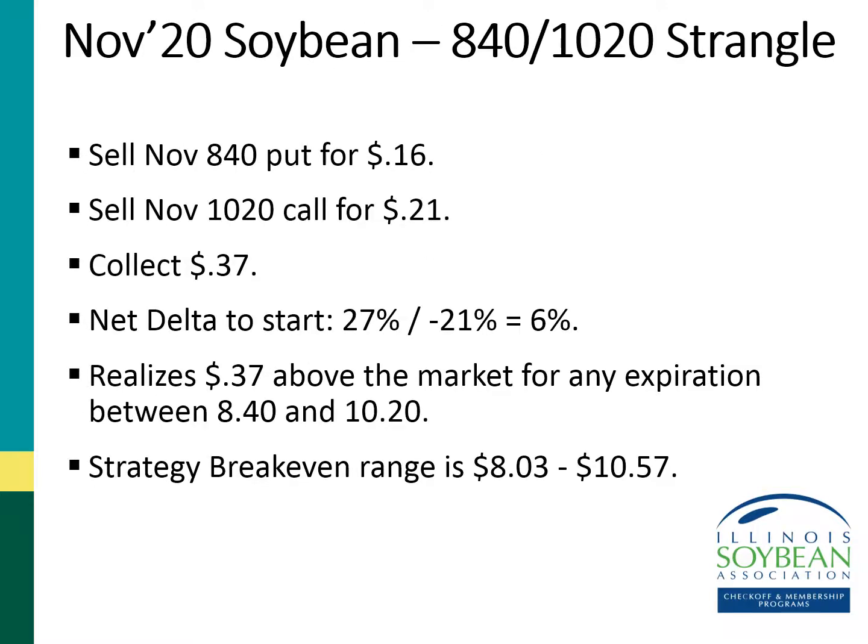So I'm going to use November 20 soybeans as an example, because again, we want to sell enough time value to make this strategy worthwhile. So the two prices I've selected here are 8.40 and 10.20. We can argue about whether or not 8.40 is adequately low or 10.20 is adequately high, but to familiarize you with the strategy, this is the example that we're going to use. So in this case, we would sell the 8.40 put. Right now, it's good for 16 cents.